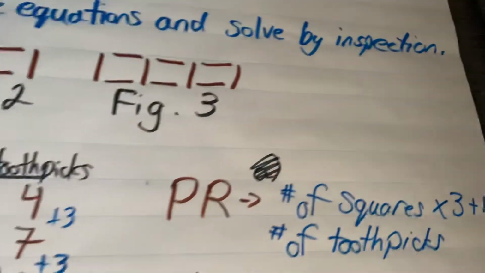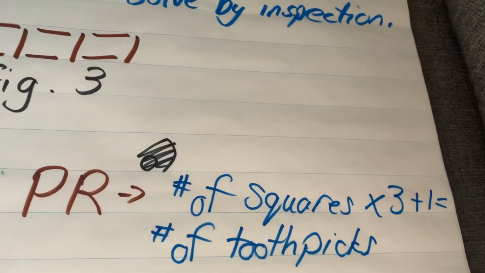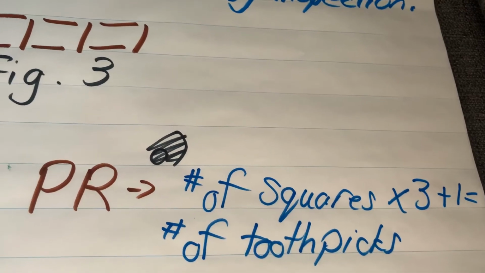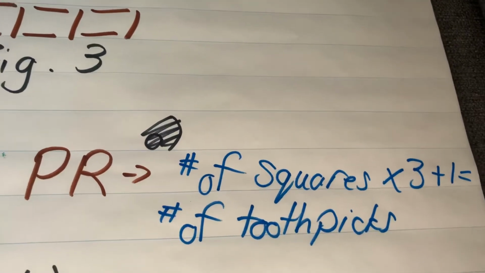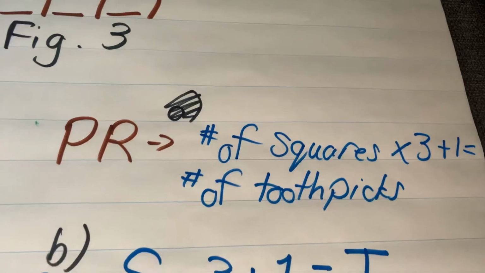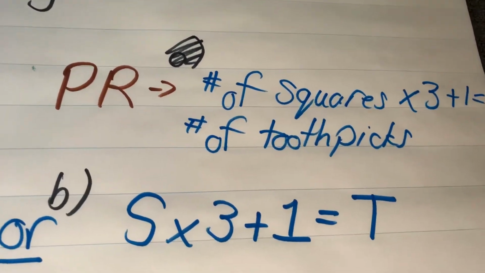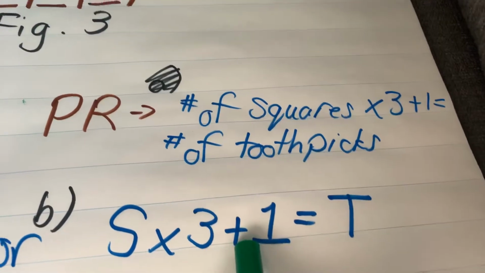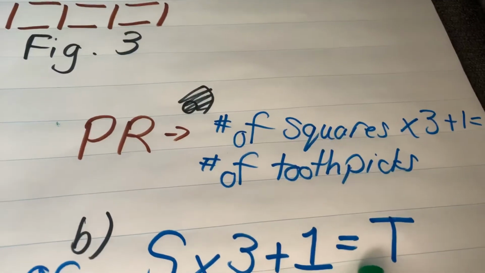So what does that mean? Our pattern rule is if you take the number of squares and multiply it by 3 and add 1, you'll always get the number of toothpicks. Or if I want to write that as an algebraic expression, S, for squares, times 3 plus 1 gives me T, the number of toothpicks.